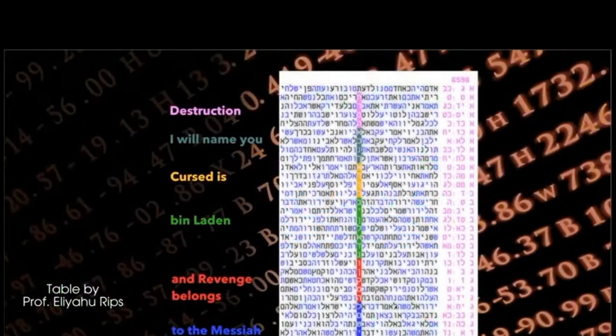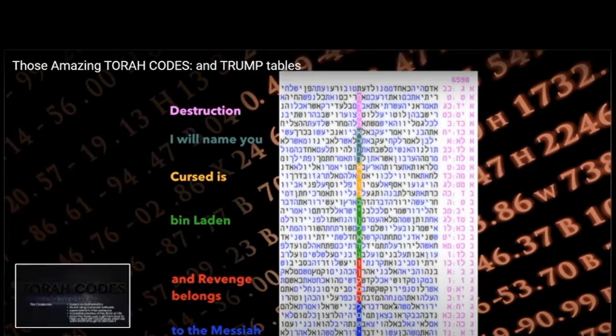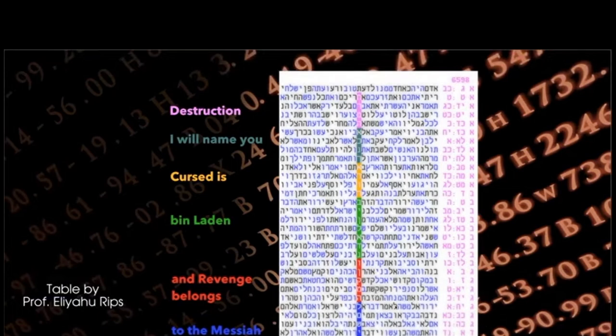Professor Rips did this table, which is also pretty famous. It says, "Destruction I will name you, cursed is bin Laden, and revenge belongs to the Messiah." Well, everybody knows what happened to bin Laden. I just thought that this table is more than coincidence. It has an enormous sentence that basically all is butted up against itself.